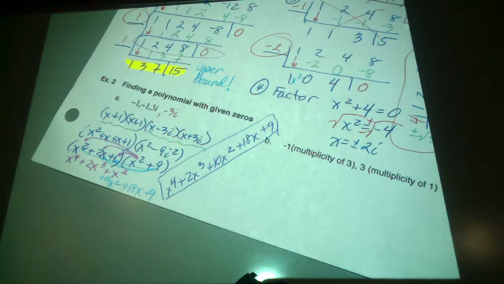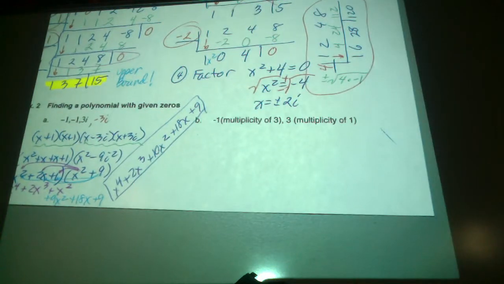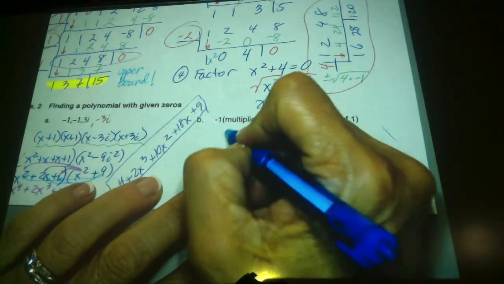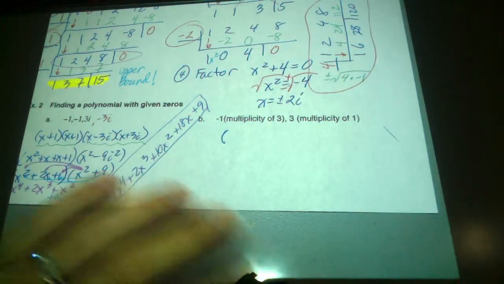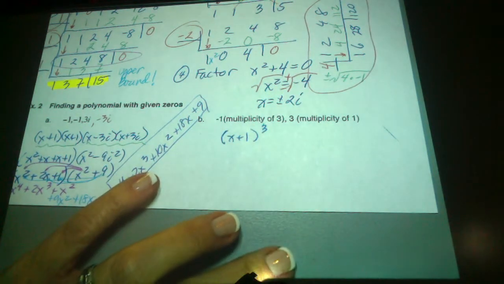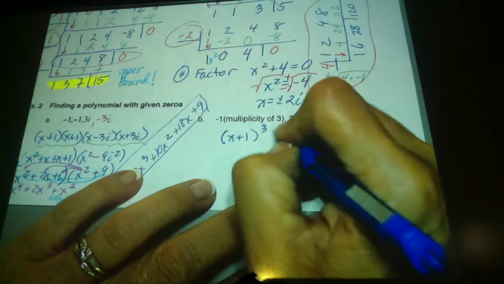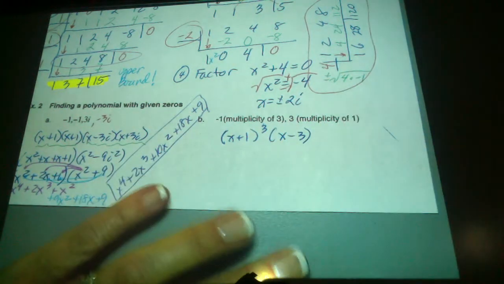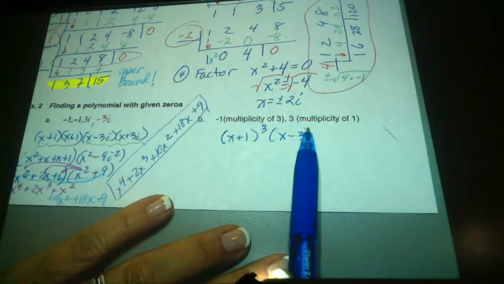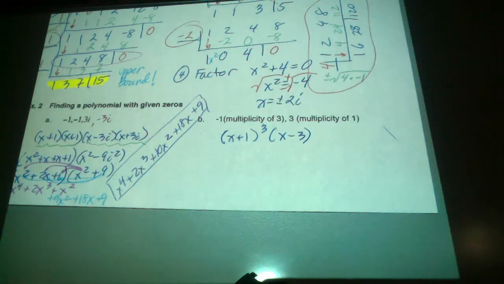All right, so let's do the other one. The other one's written slightly differently. It says negative 1 with a multiplicity of 3. Doesn't that mean, what's the linear factor for negative 1? x plus 1. If it has a multiplicity of 3, isn't it raised to the 3rd power? And then they have 3, whose factor is x minus 3, with a multiplicity of 1. 3 plus 1 is 4. Shouldn't I have a polynomial with a degree of 4? So I have 4 factors. I should have a polynomial to the degree of 4.